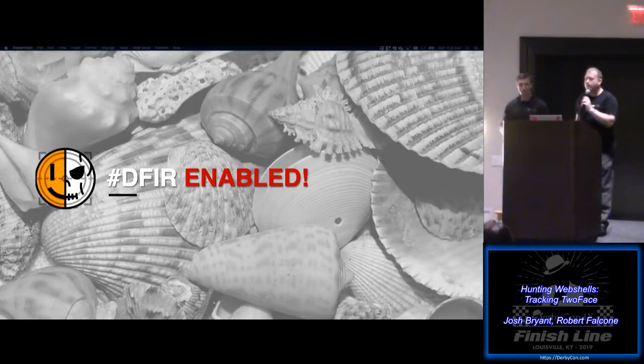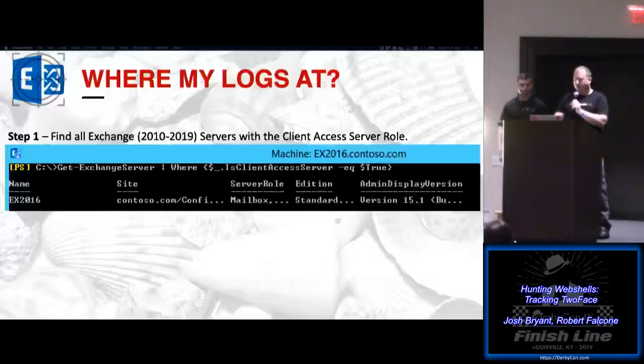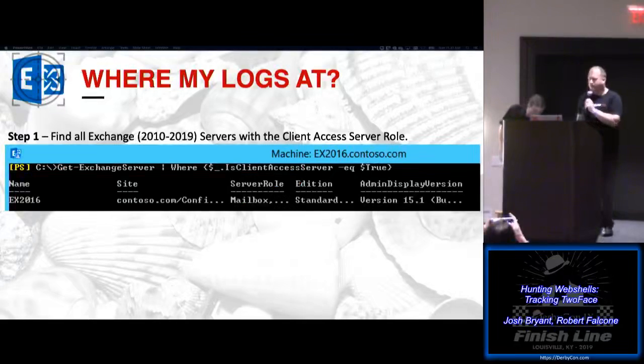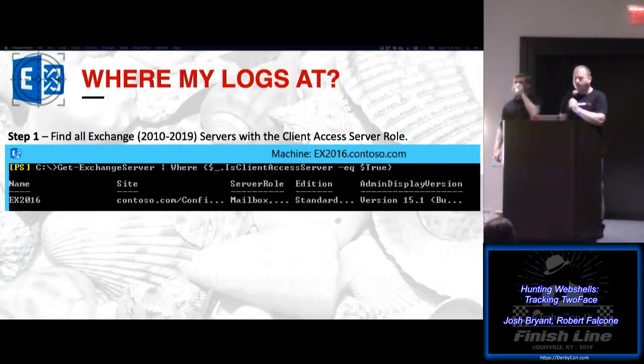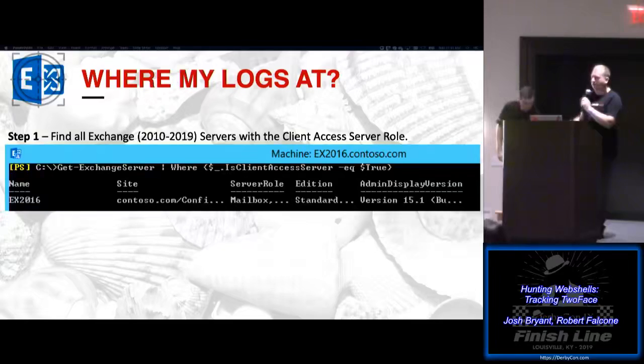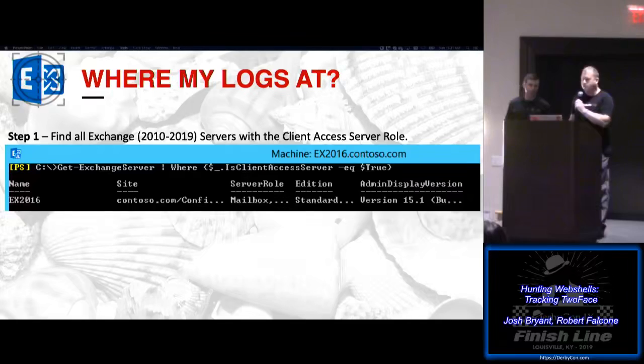Okay, so let's talk about how we would find this type of activity from the host side. Obviously, we've been talking a lot about Exchange servers because TwoFace and many other shells target them. So first thing you're going to want to do is find out where all the Exchange servers, specifically with the client access server role, because that's going to be the internet-facing role, exist, and you could use this PowerShell command in the Exchange Management Shell to do that.